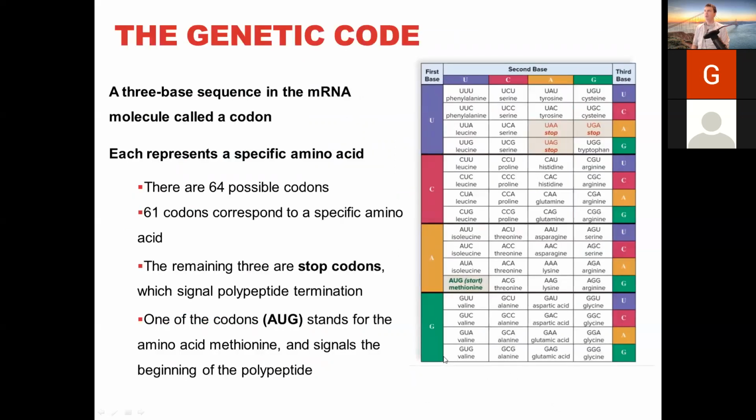So here's the genetic code that's been cracked. We have the genetic code. So 3 base sequences in the mRNA are called a codon. So 3 bases equals a codon, and each represents a specific amino acid. So there are 64 possible codons, 61 refer to an actual amino acid, while the remaining 3 are stop codons, which signal the protein to terminate. And then one of the codons, AUG, stands for the amino acid methionine, where this is the start of translation or signals the beginning of the polypeptide synthesis.